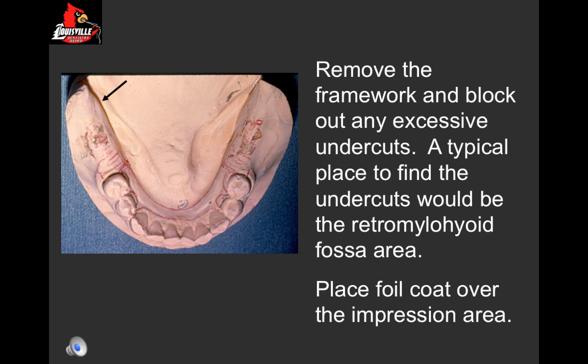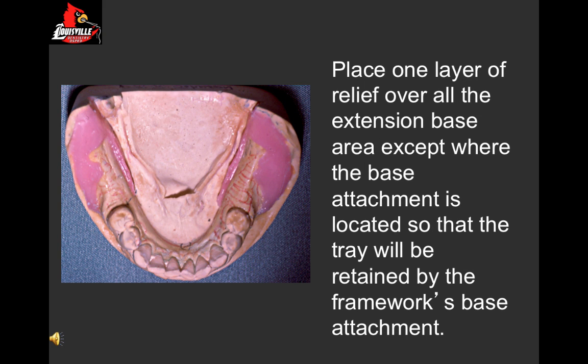After trying in the framework, remove the framework and block out any excessive undercuts on the cast. A typical place would be in the retromylohyoid fossa area. After doing that, place foil coat over the impression area. Place one layer of relief over all the extension base area except where the base attachment is located so that the tray will be able to go under that base attachment and lock onto the framework.